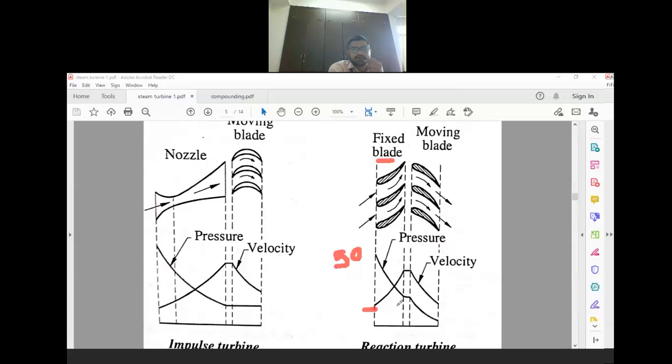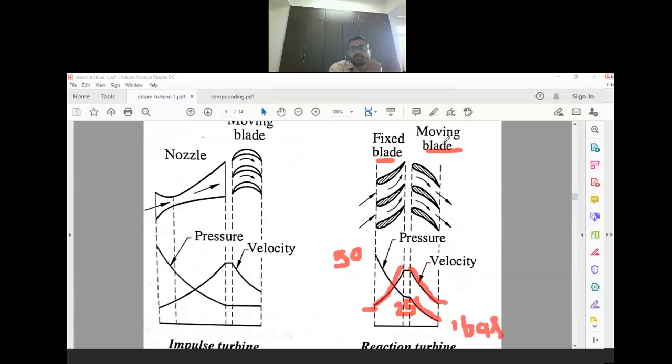So here our pressure converted from 50 to 25, and for that pressure drop we are converting that pressure drop into velocity increase. And then after, in the moving blade what will happen, your velocity also gets consumed, and also your pressure gets consumed, and here suppose your pressure will become 1 bar. Clear? So I hope you have understood this.